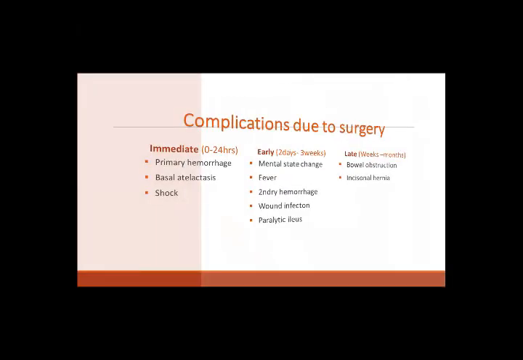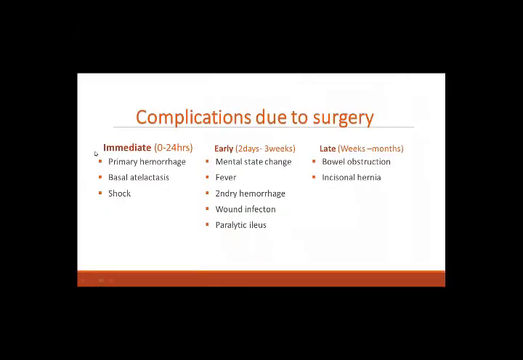These complications can also be classified according to how soon or late after the surgery they appear. Immediate complications usually जो between right after surgery to up to 24 hours, इनमें जो सबसे commonest हैं वो हैं primary hemorrhage, basal atelectasis or shock, and this would be due to another type of hemorrhage. We'll come to that. Early, within two days to about 3 weeks. इसमें है mental change, fever, secondary hemorrhage, wound infection, paralytic ileus. So जो late हैं like bowel obstruction, incisional hernia वगैरह वगैरह.